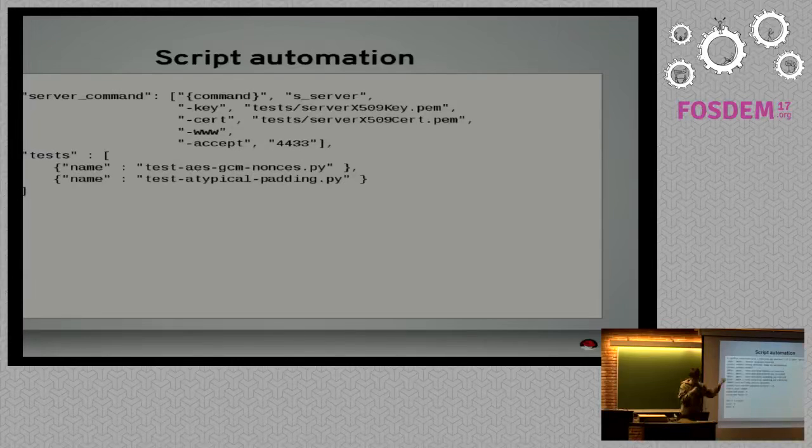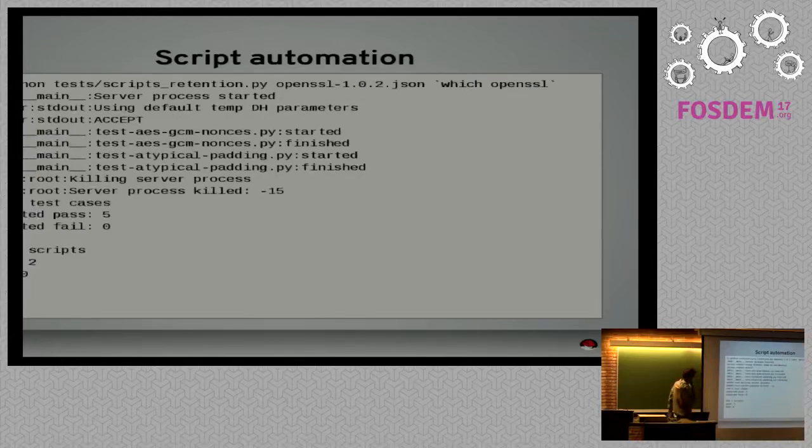So if we run this example, we'll get this kind of result that will tell us that it ran that test, there were no errors, so it doesn't print anything, it's finished, then another test, and again finished, then killed the server. The server was killed by the SIGTERM signal, and it ran in overall 5 test cases, none failed, so 2 scripts passed and 0 failed.